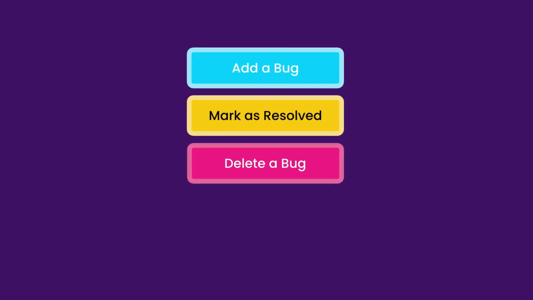Now, in a real-life application, we could have many other types of actions. For example, the user can change the status of a bug, they can filter the list of bugs, they can change the sort order, and so on. For now, let's just focus on these actions. Now, earlier I told you that an action is just a plain JavaScript object that describes what just happened.